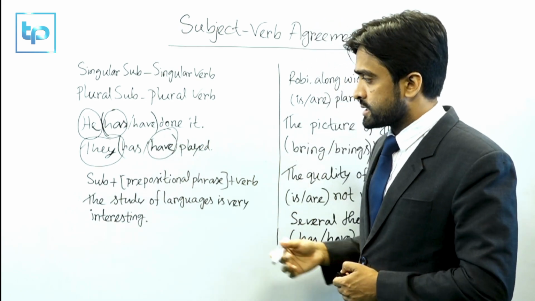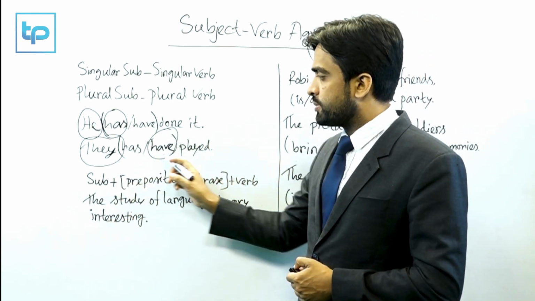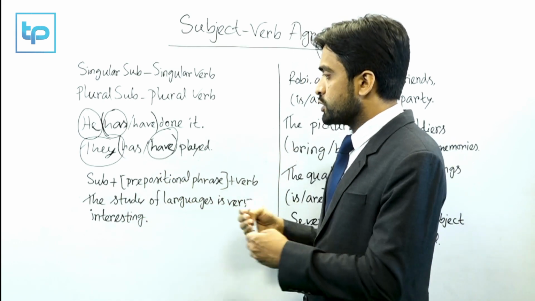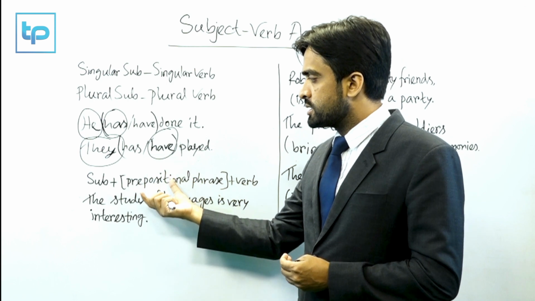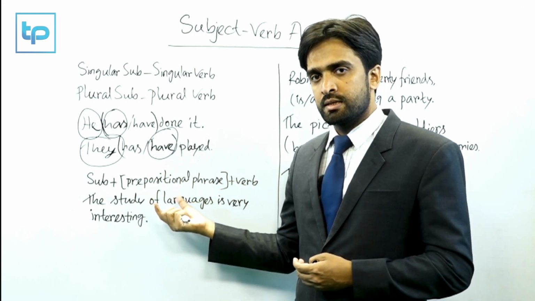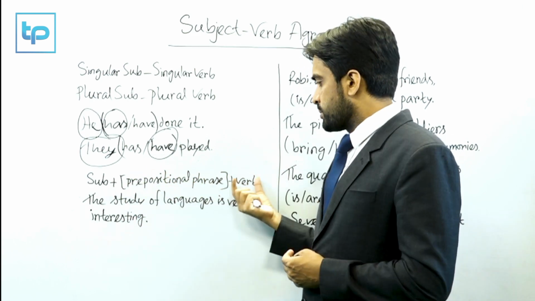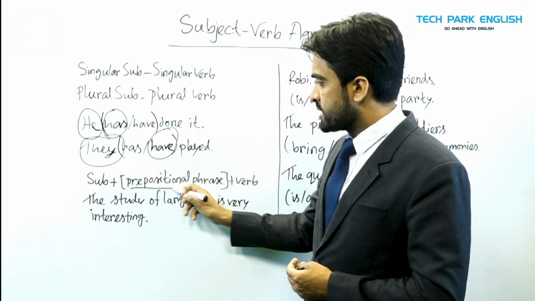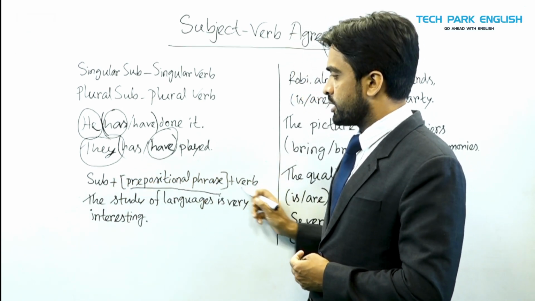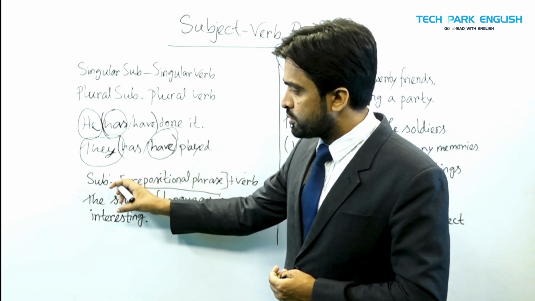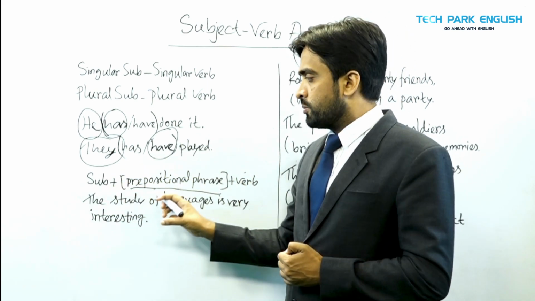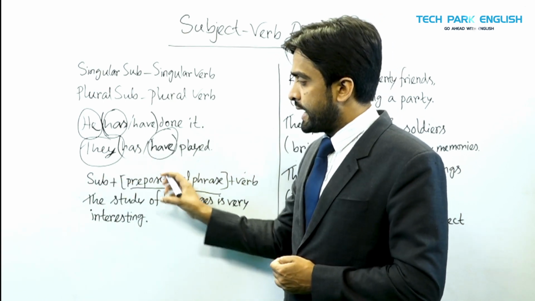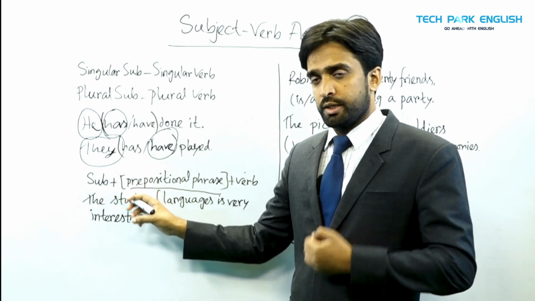Now, in some cases, subject and verb are separated by a prepositional phrase. As a result, it creates confusion among the students as to which one is the original subject of the sentence. In such sentences, the prepositional phrase will not agree with the verb. Rather, the verb has to agree with the subject. Prepositional phrase basically provides extra information about subject.